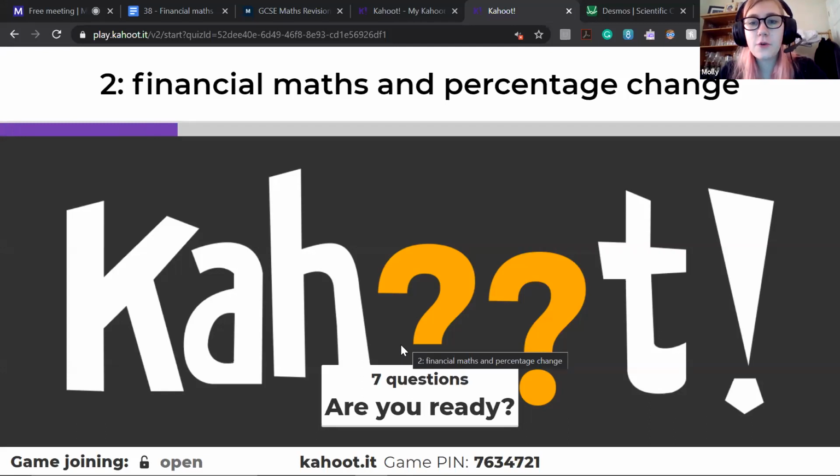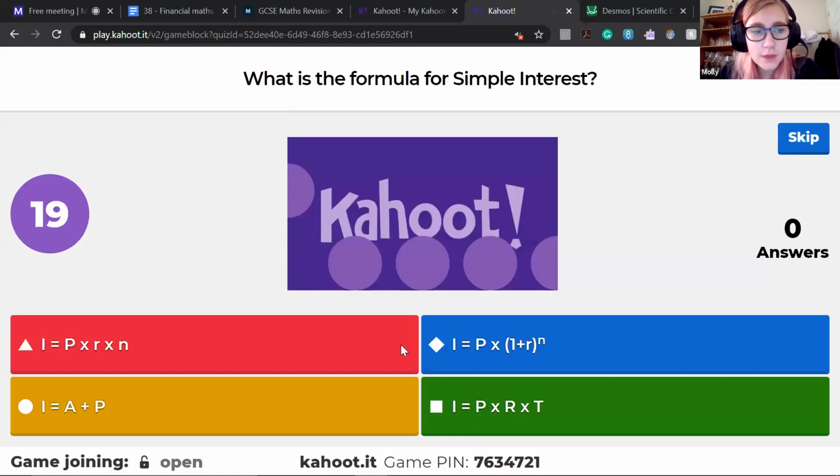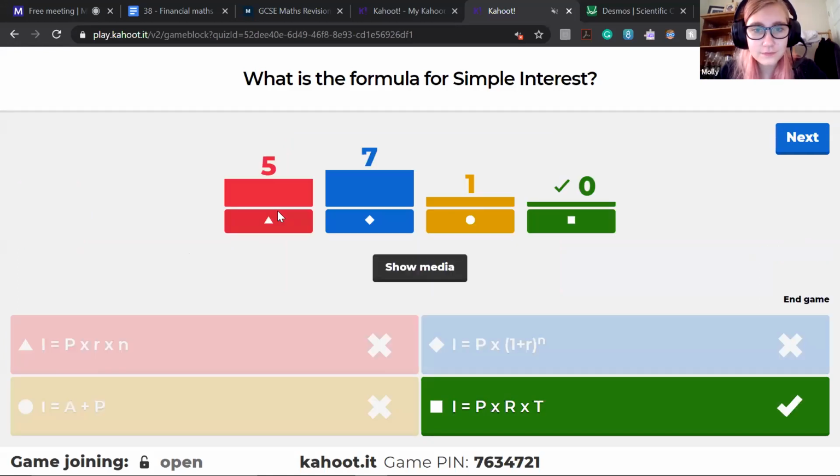So what is the formula for simple interest? Now, I think these are a bit different to how I've written it. So I write it as A plus NAM. In this case, P is the original amount, R is the percentage increase, and N is the number of years, I believe. Oh, I was incorrect. Okay, well, we don't like that question anyway because it's not how I expressed it.